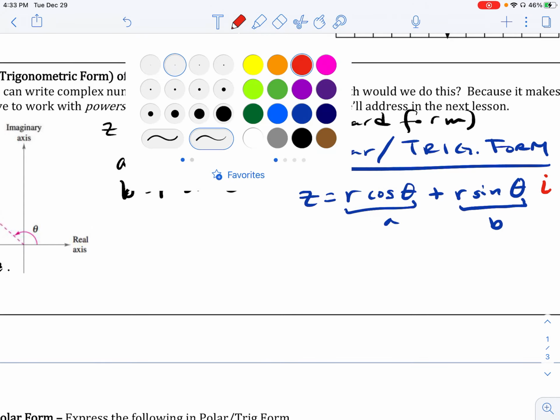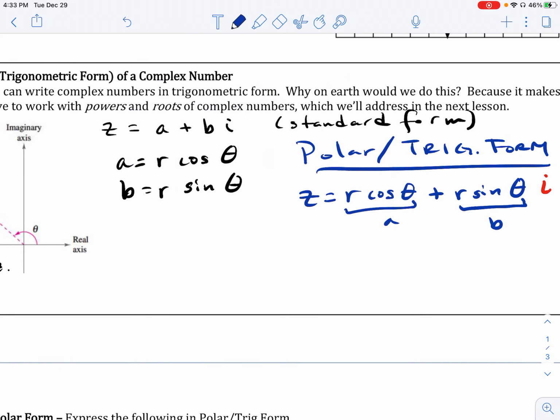Now, we can actually clean this up a little bit since we're using r twice, and so we can say z is equal to r times cosine theta plus i sine theta. And we just move that i to the front just to make it a little bit easier to work with, since we don't want to get mixed up with the angle there.